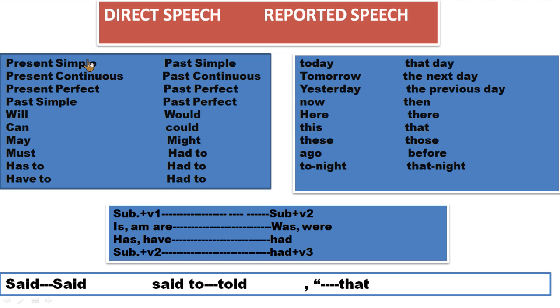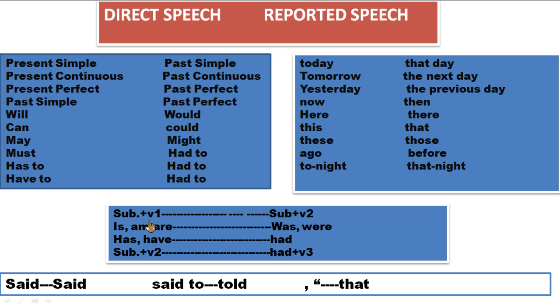If we see tense wise, present simple tense is changed into past simple tense, present continuous tense becomes past continuous tense, present perfect becomes past perfect, past simple becomes past perfect. Will is changed into would, can becomes could, may becomes might, must, has to and have to become had to. Those students who get confused with tenses, they can see these simple rules.